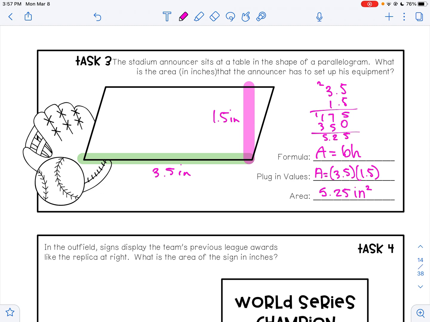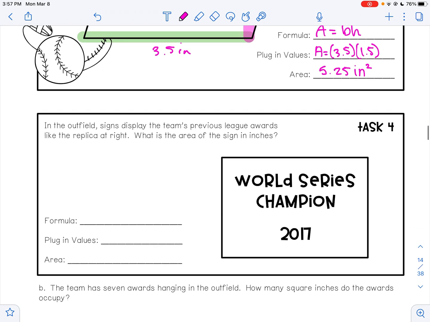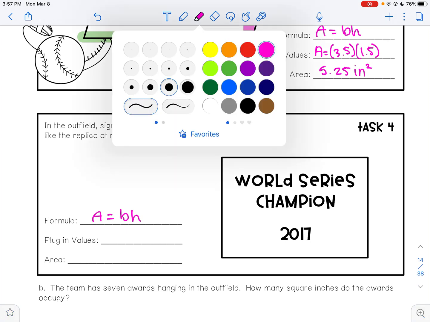All right, task number 4. In the outfield, signs display the team's previous league awards like the replica on the right. What is the area of the sign in inches? So let's go ahead and write our formula for a rectangle to know what we have to measure for. So my formula is A equals BH. So I need to measure for a base and I need to measure for a height. So let's go ahead and do that.